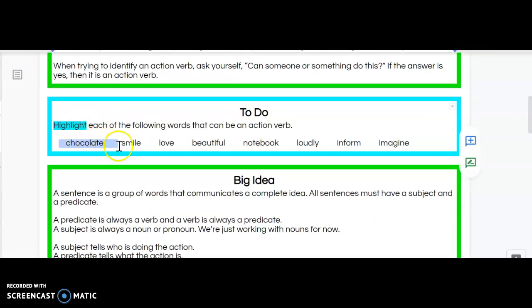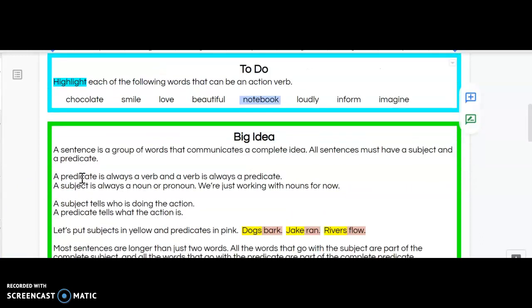So then do that with each of these words. Smile, is that something that someone can do? Can someone love? Can someone beautiful? Can someone or something notebook? Right? You go through all of these. Highlight the ones that are action verbs.